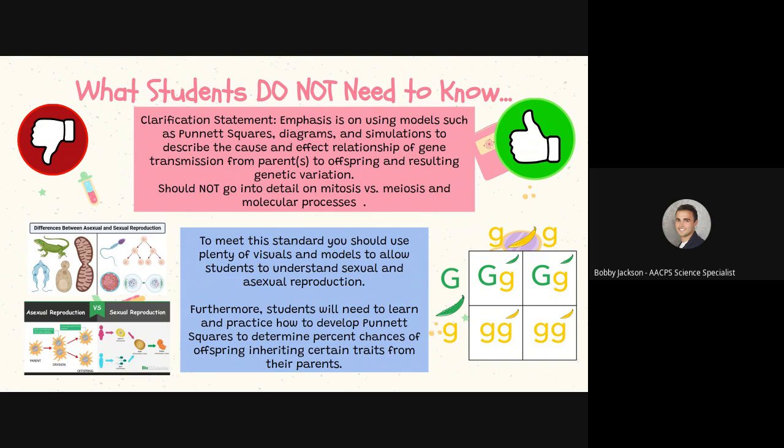There's just a very broad understanding of students understanding that genes and genetic information can be passed from parents to offspring, and just explain the basic differences between sexual and asexual reproduction, using models like Punnett Squares to help them comprehend this. To meet this standard, you should use plenty of visuals and models to allow students to understand sexual and asexual reproduction. Some of these models are pictured on the screen here for you. Furthermore, students will need to learn and practice how to develop Punnett Squares to determine percent chances of offspring inheriting certain traits from their parents.